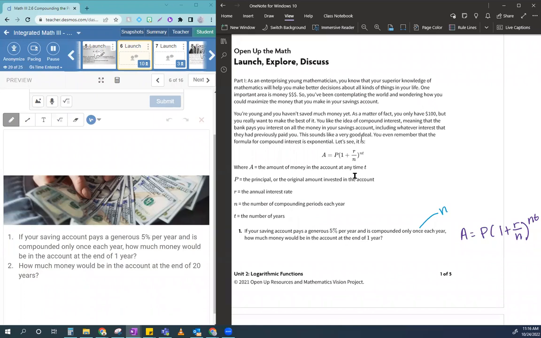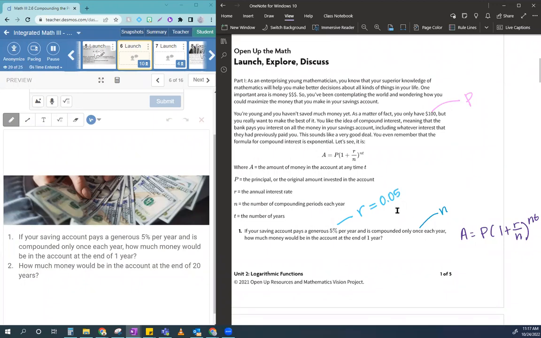This is P. Someone else says 5%. Yes, 5% is 0.05. So here, this is my R. This is R. And written as a decimal it is 0.05. If you remember, it's out of 100%, so we divide that number by 100. That's why it's 0.05.